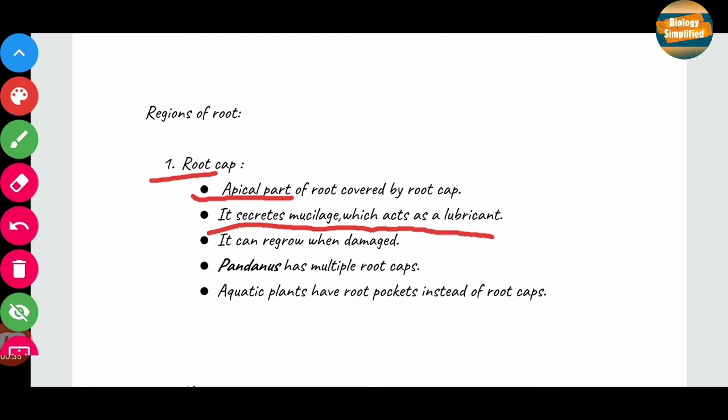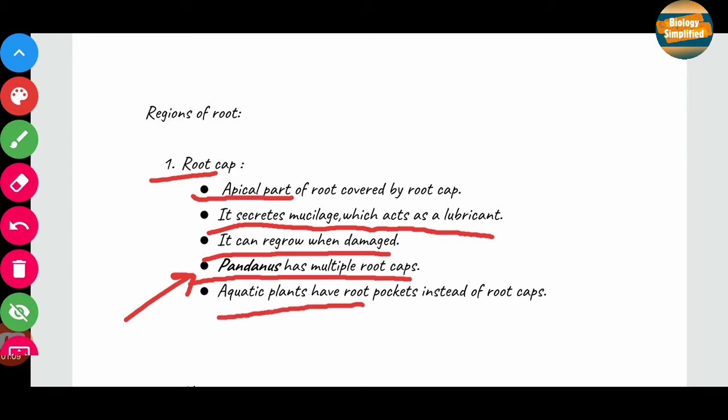Root cap secretes mucilage. It also protects the root from the tip region as it covers it. It can regrow when damaged. As the root cap goes deep into the soil, it can get damaged, so it can grow back whenever it gets damaged. Pandanus is a plant having more than one root cap. It has multiple root caps.